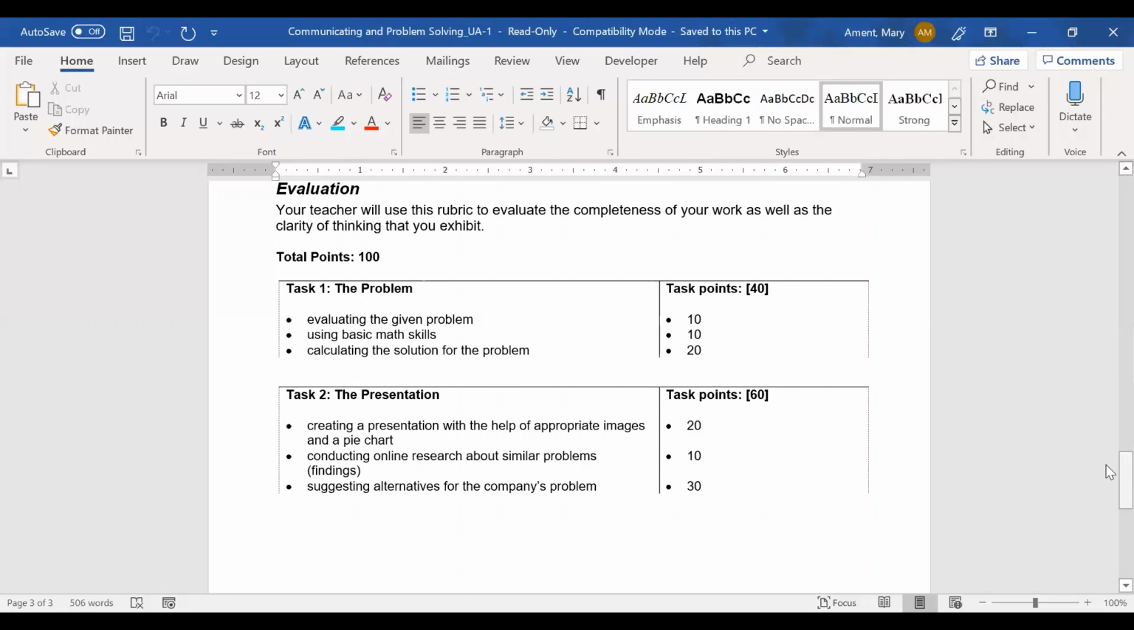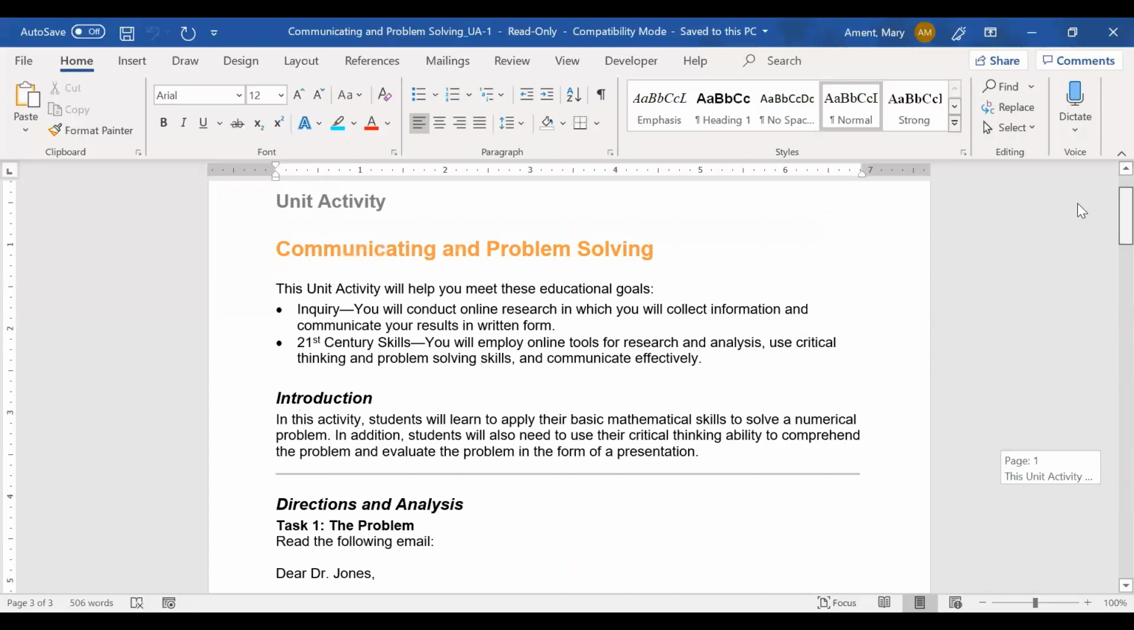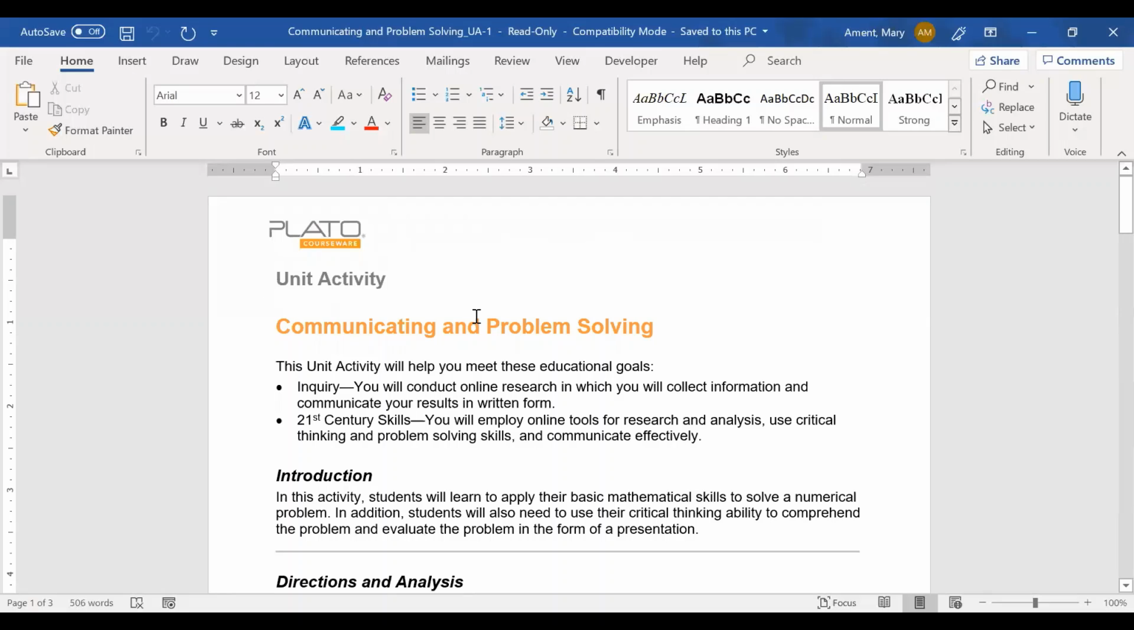Okay, so that is it for how to complete the Unit 3 activity, Communicating and Problem Solving. This is, again, the activity for the Essential Career Skills course.